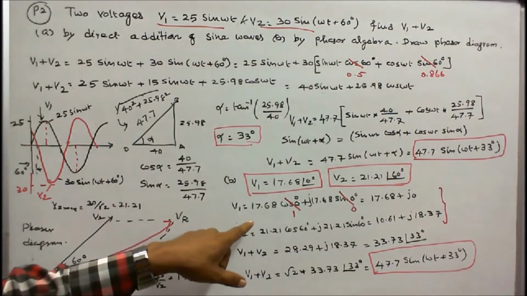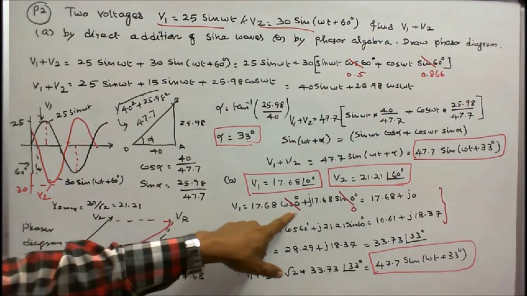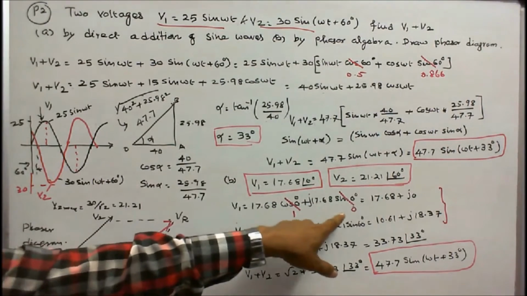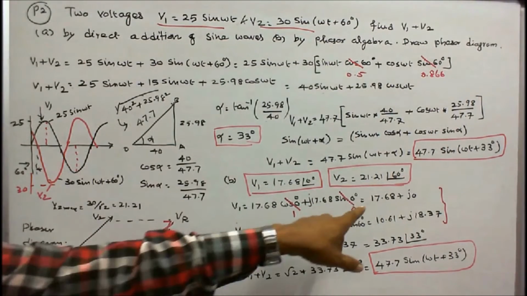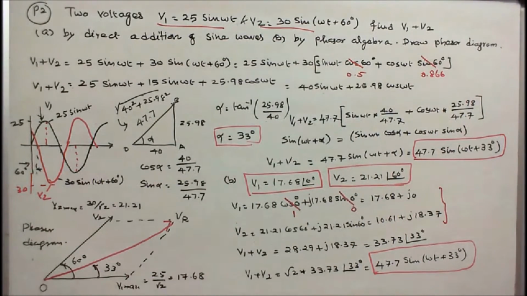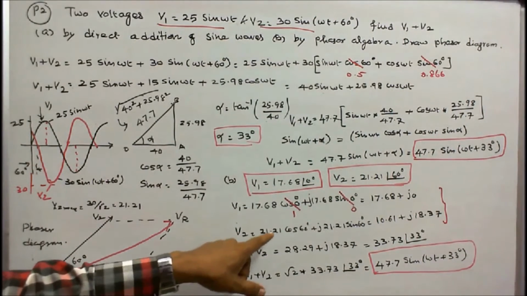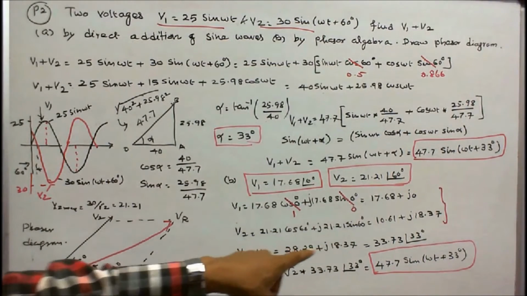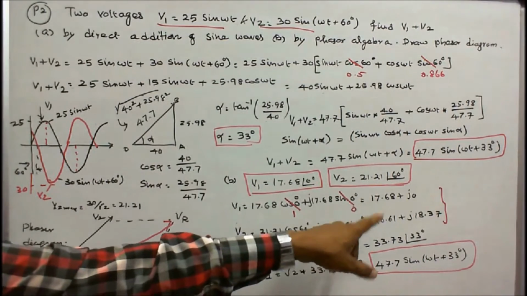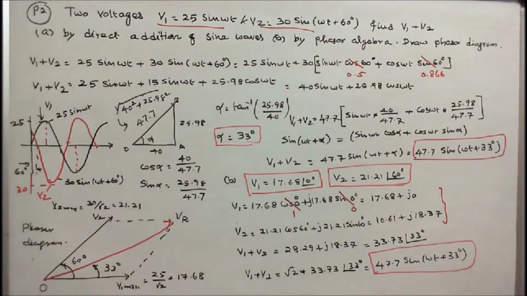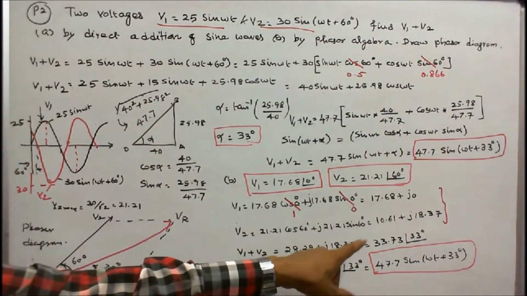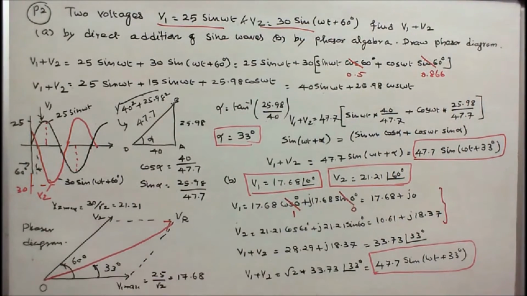V1 is equal to 17.68 into cos 0 plus j into 17.68 into sin 0. Cos 0 is 1, sin 0 is 0. Therefore, V1 is equal to 17.68 plus j 0. V2 is equal to 21.21 into cos 60 plus j 21.21 into sin 60. That is equal to 10.61 plus j 18.37. V1 plus V2 is equal to 28.29 plus j 18.37, that is equal to 33.73 angle 33 degrees.